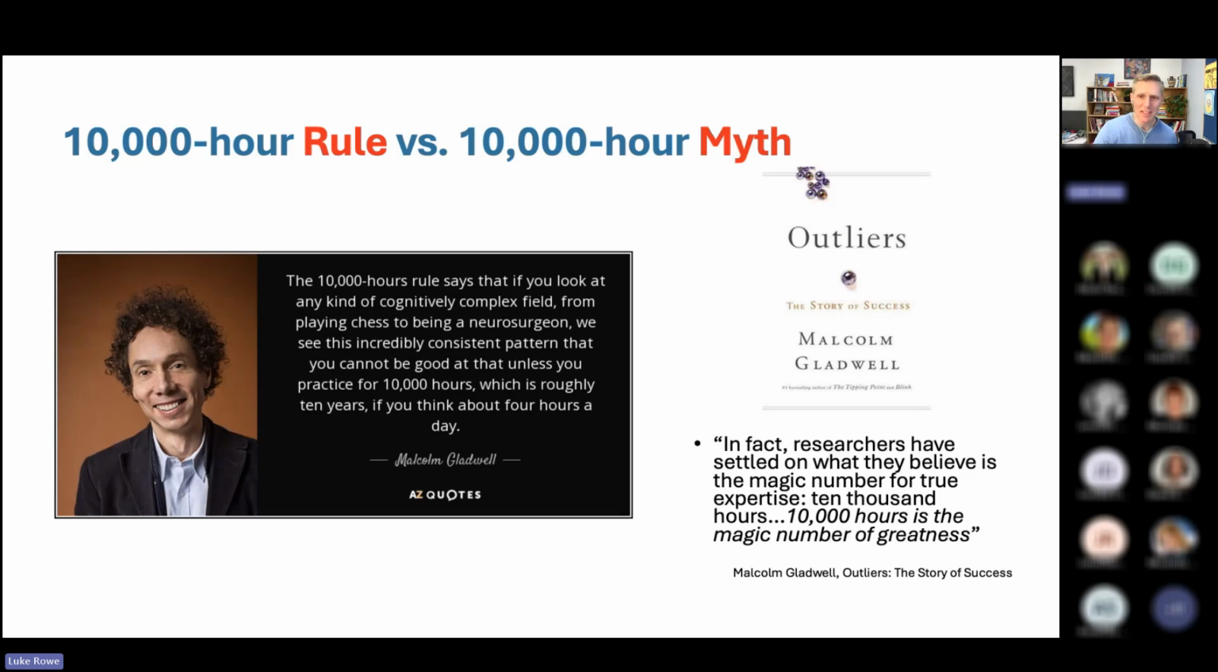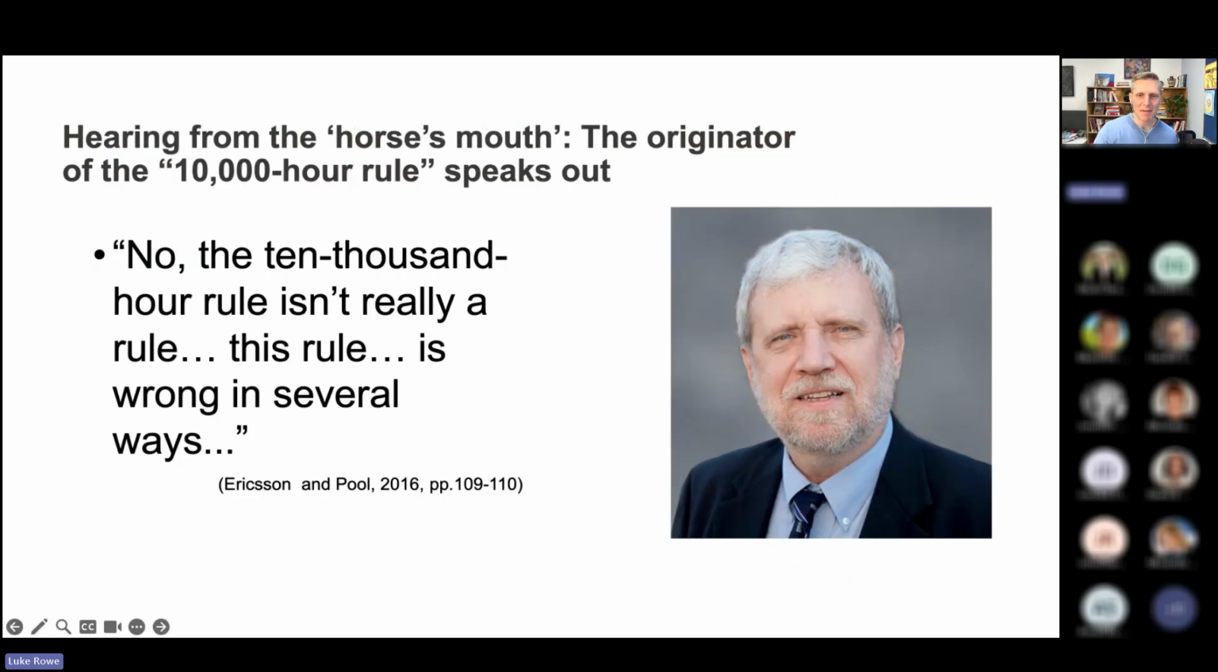In fact, researchers have settled on what they believe is the magic number for true expertise. 10,000 hours is the magic number of greatness. Yes, he certainly didn't understate that. So if you've got Outliers, maybe time for donating that to the op shop.